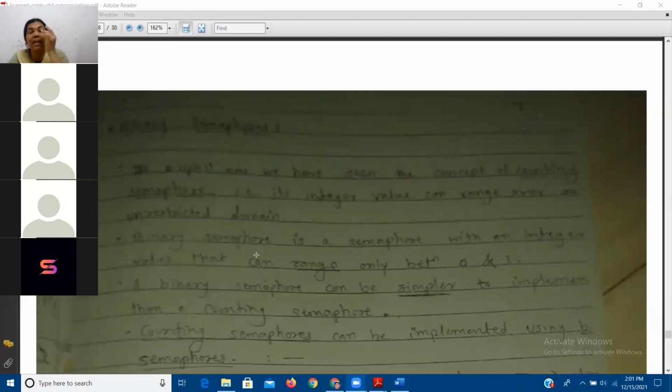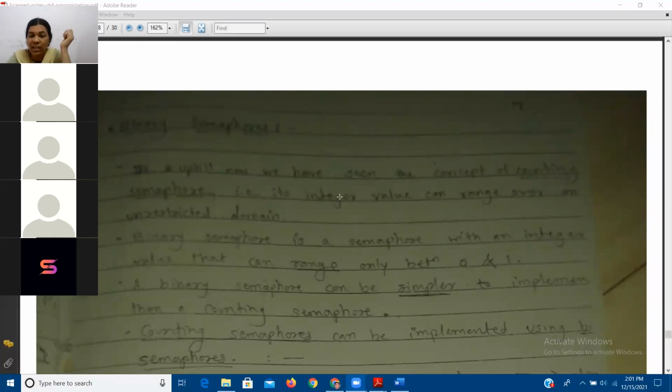Just now I took the example, I want to enter inside the critical section, that is the washroom. So how much amount of time is given to me? For example, 5 minutes or 10 minutes. So that 10 or 5 acts as a counting semaphore. So counting semaphore can have any value other than 0 or 1, any natural number. It may be 10, it may be 20, it may be 100, depending upon the application.